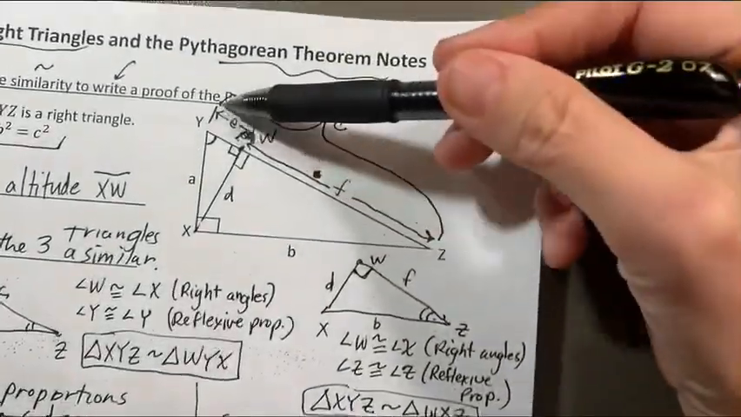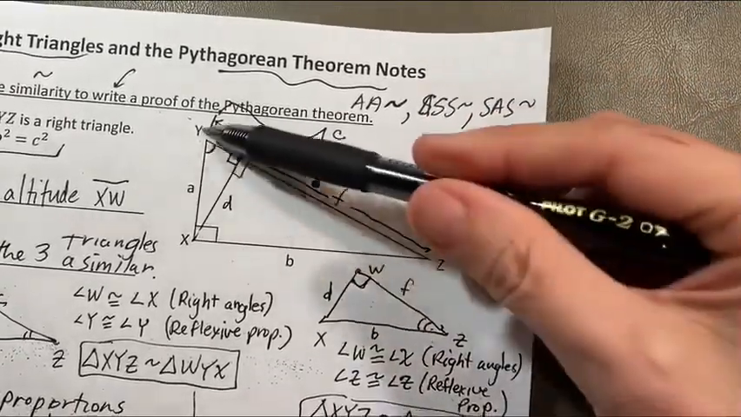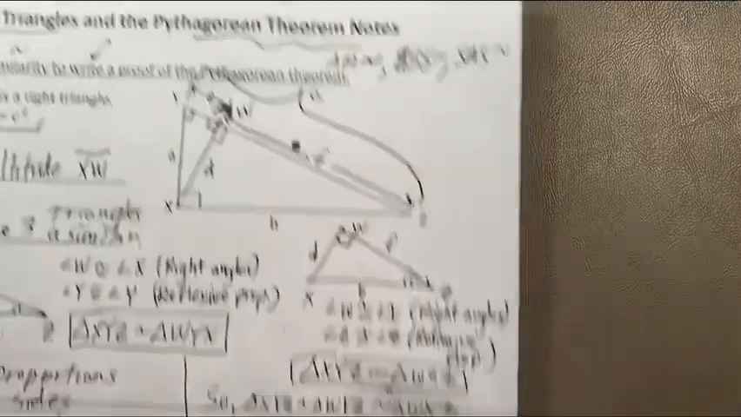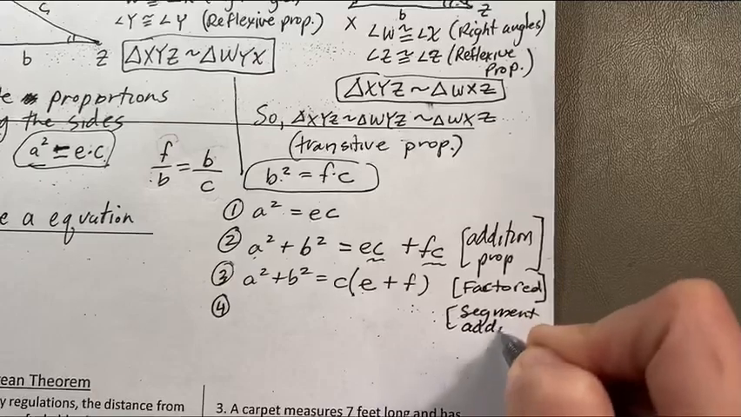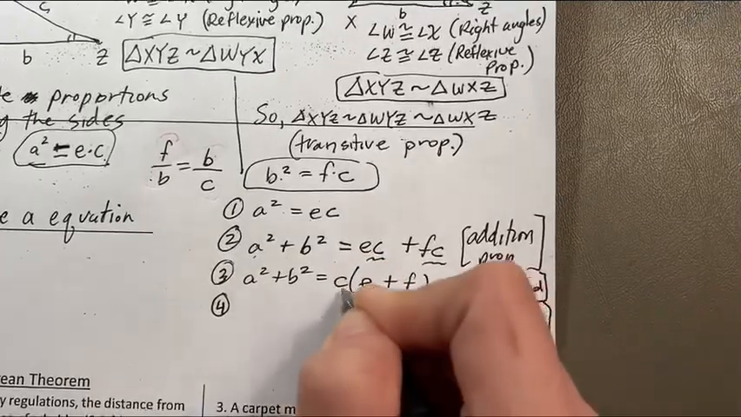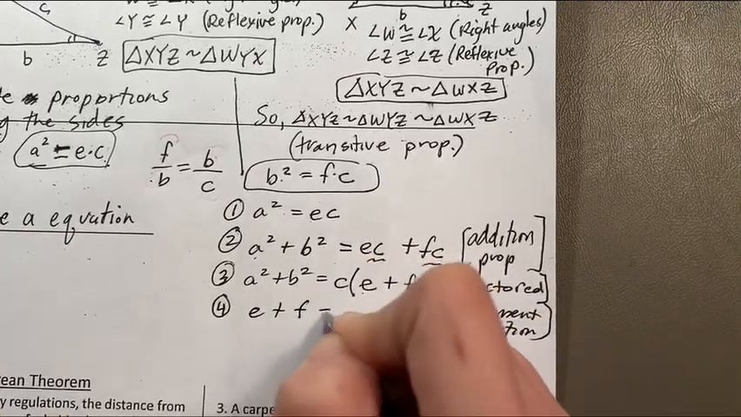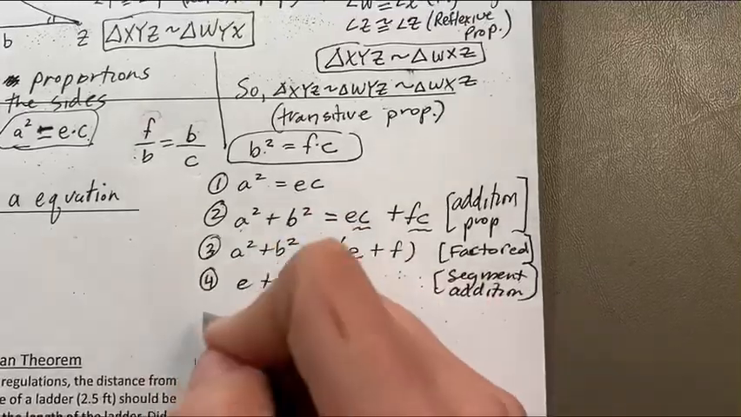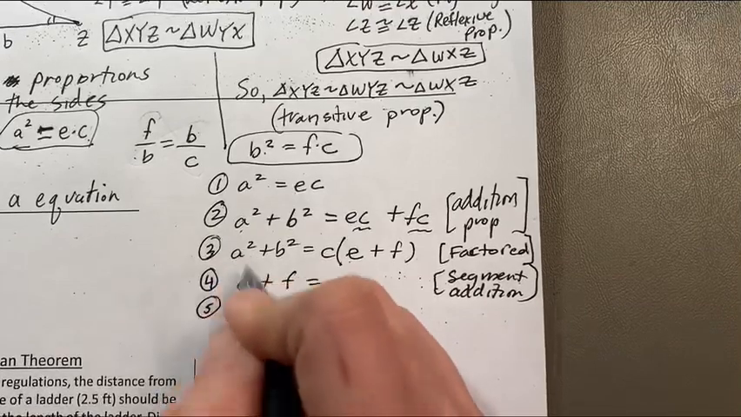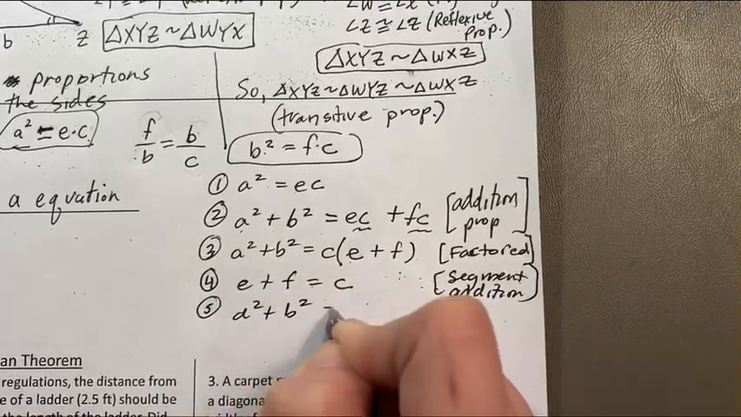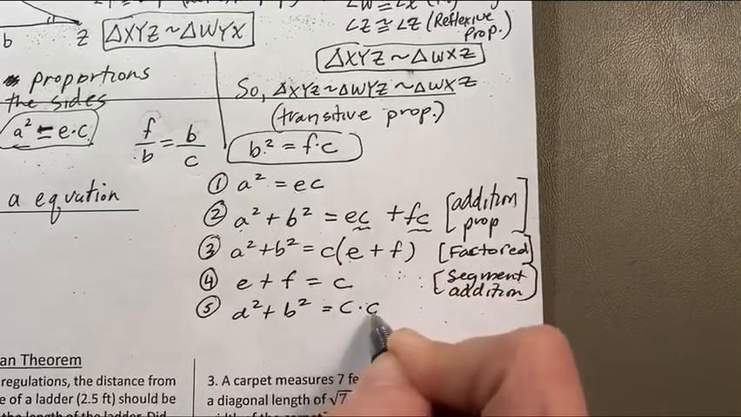Last step. E and F. We know from our picture, E and F, we made this length and that length. So if we added E to F, we know it's equal to C, just using segment addition. Using segment addition, we know that E plus F is equal to C, just using segment addition from our diagram. So now we can substitute this in. We could say A, going back to this equation, A squared plus B squared is equal to C times E plus F. Well, we know E plus F is C, so C times C.